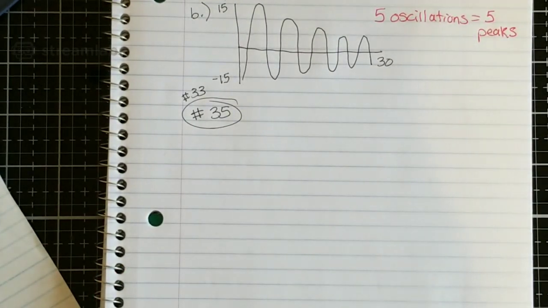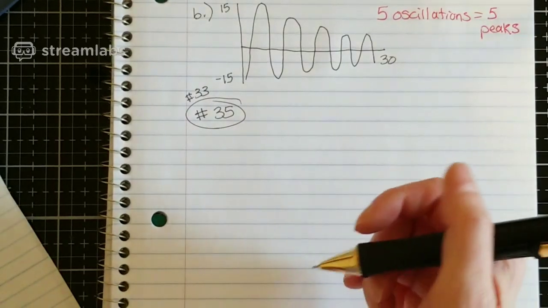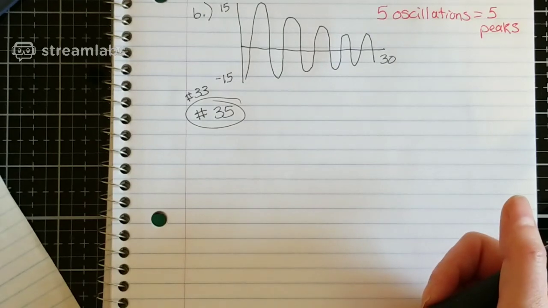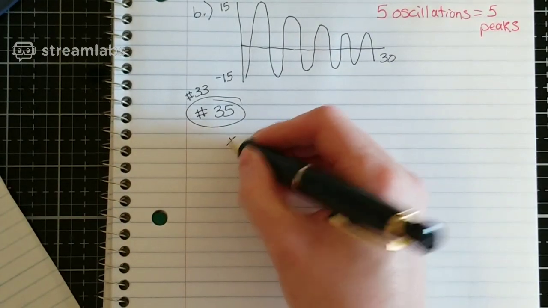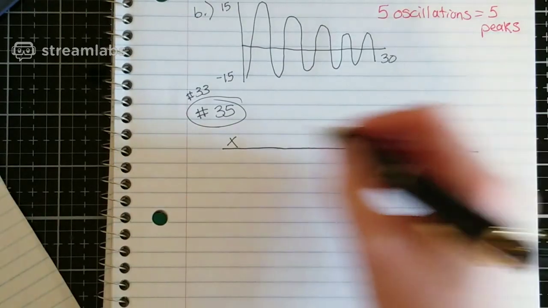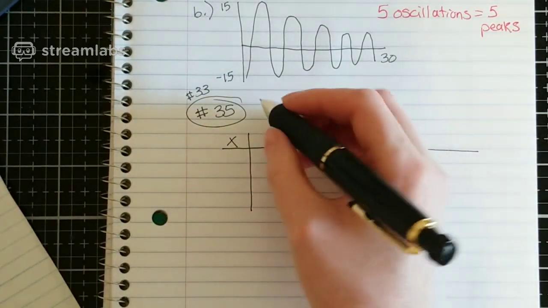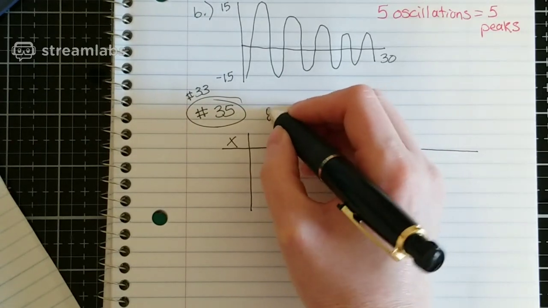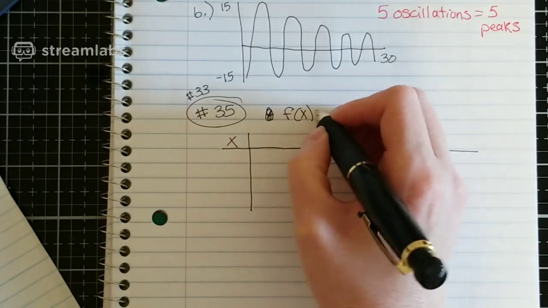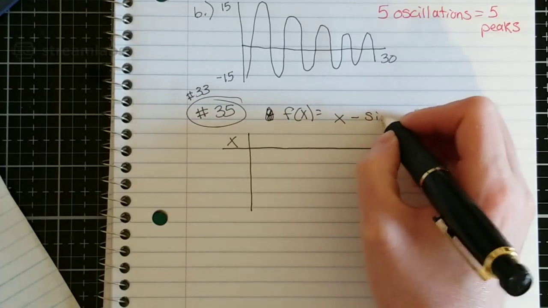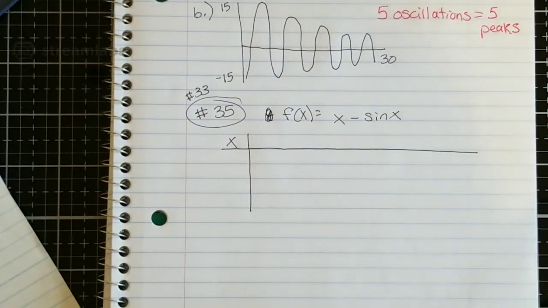Okay, so number 35 says, use the method of adding coordinates to graph f of x equals x minus sine of x. So what we're going to do is basically an XY chart. We're going to start with x, and the equation they give you is f of x equals x minus sine x.